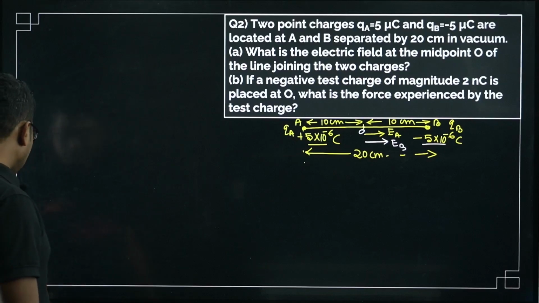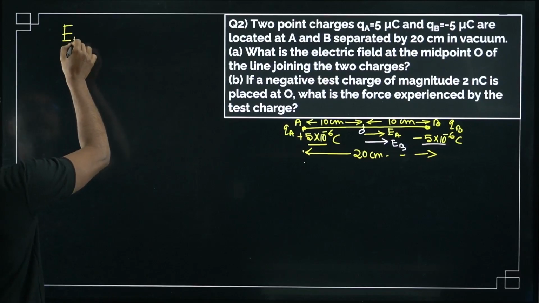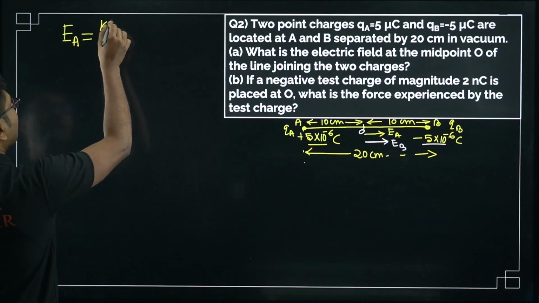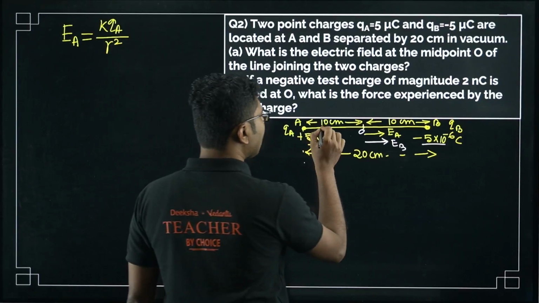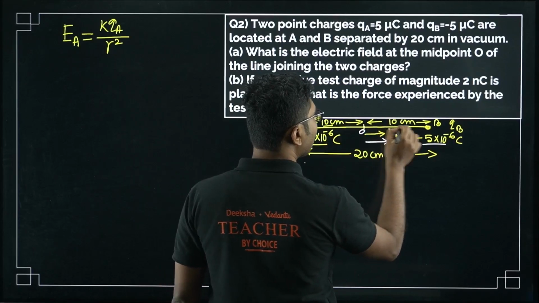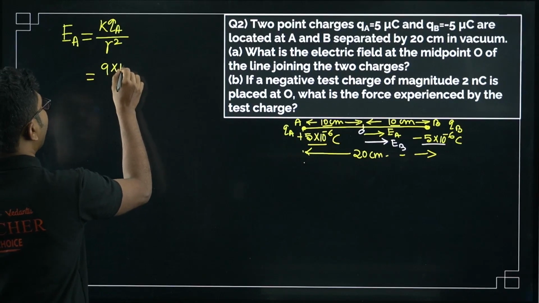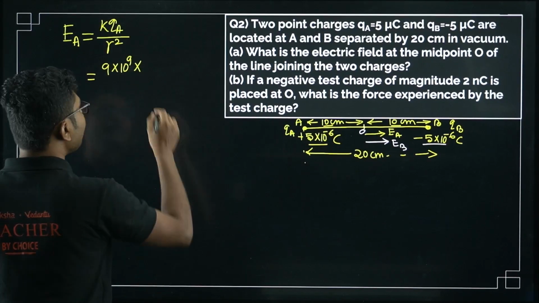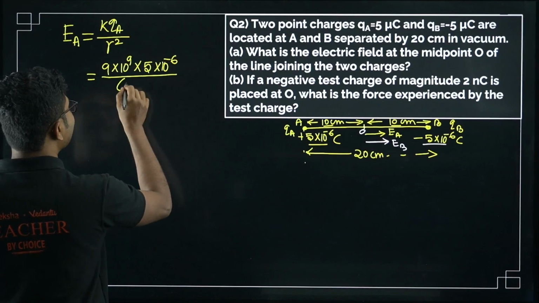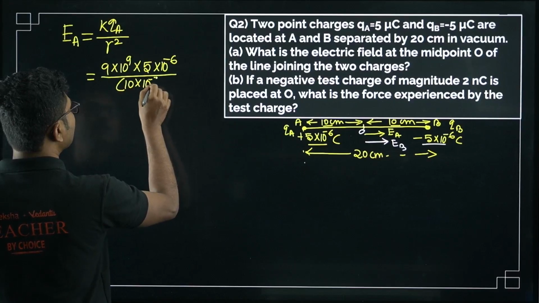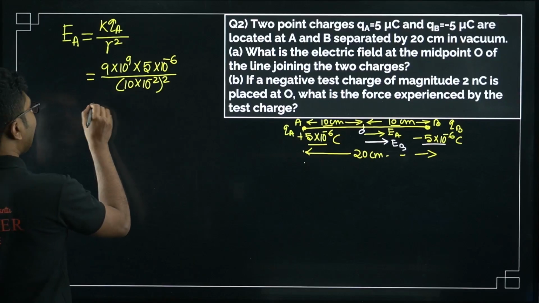Now what is the electric field due to A at O? The electric field EA is given by K QA by R square. Now what is R in this case? Be careful, R is not 20, R is 10 here. In both cases R is 10. So K is 9 into 10 to the power of 9, QA is 5 microcoulomb, 5 into 10 to the power of minus 6, and the distance is 10 centimeter, that is 10 into 10 to the power of minus 2, whole square. Okay, simple step. So now find EA.